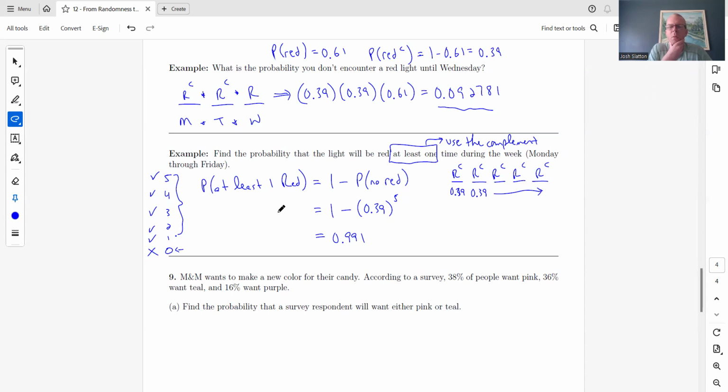So what do I suggest? If you have trouble with this problem or any of the other problems, go to something like ChatGPT and type in this problem. So you need to tell it what the probability of red is. So just say the probability of red light is 0.61. Find the probability the light will be red at least once. You just type in this problem, and it will show you how to do it this way. And then what you can do is ask it to give you 3 similar problems, and it will give you 3 problems. There you find the probability of at least one, whatever it is, and it'll give you some practice, and that's a good way to get some practice.